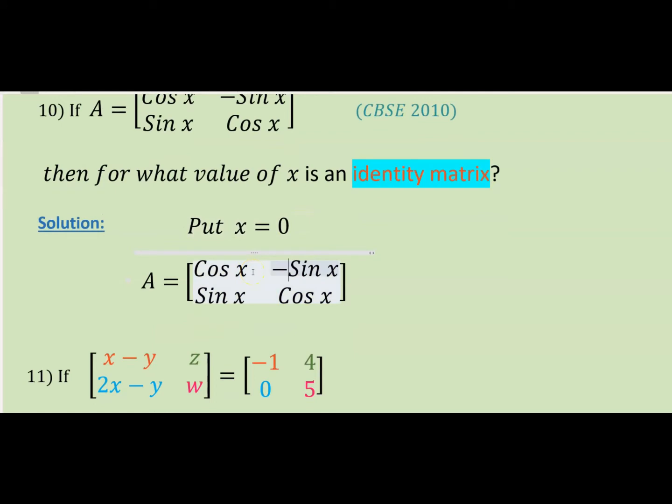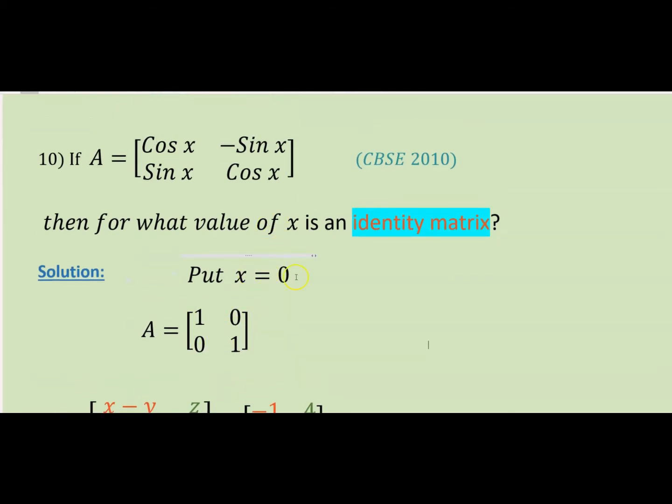So when we put the values here, X is 0, similarly sin 0, and here again sin 0, and this is cos 0. So it will convert to cos 0, that is 1, sin 0, that is 0. Again there is sin 0, this is 0, cos 0, that is 1, right? So now this is an identity matrix. It means the answer is X is equal to 0.